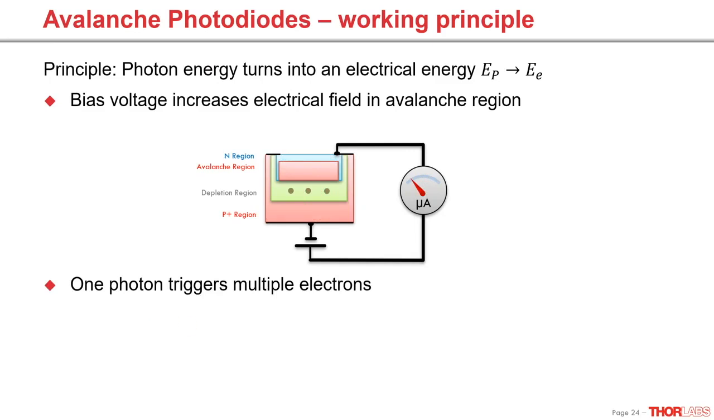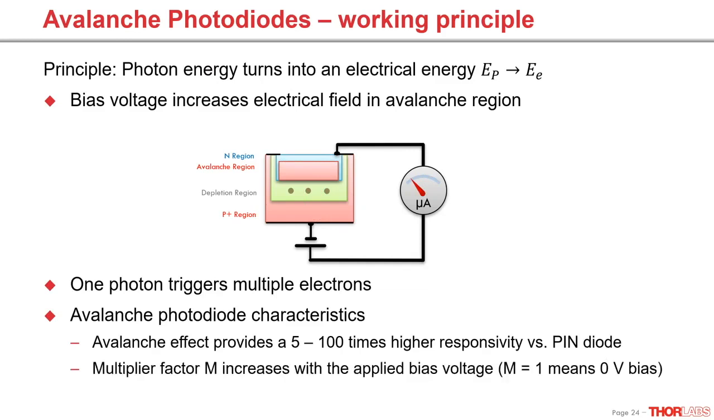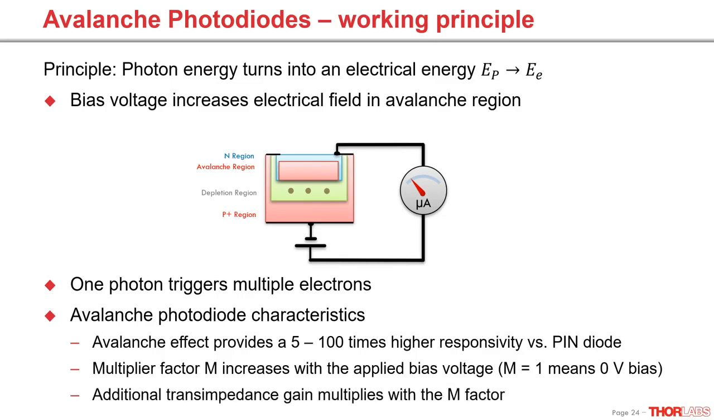Thus, the responsivity can be 5 to 100 times higher compared to a pin photodiode. The multiplying factor M increases with the level of the bias voltage. Zero bias means M equals 1. The downstream transimpedance amplifier's gain multiplies with the M factor.